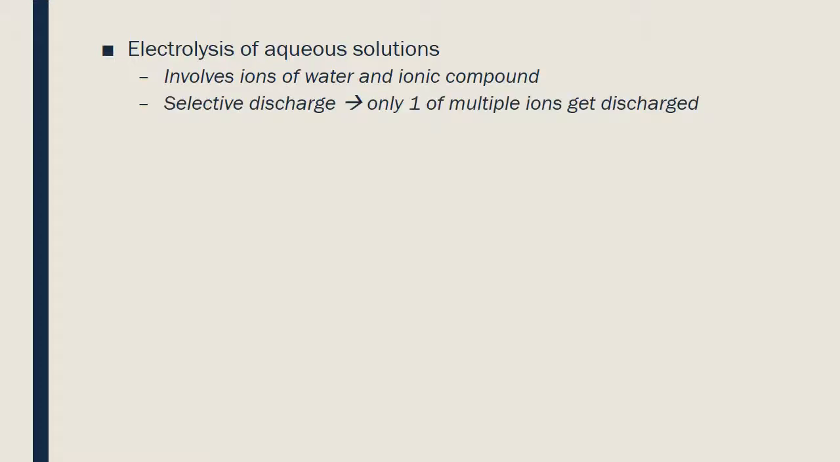This means when you're going through the process of electrolysis, there will be selective discharge at the electrodes. So as we saw with the molten salts, your positive ion goes to your cathode, your negative ion goes to your anode. Well, now we're going to have two ions, one from water and one from your salt, that are going to be going to either electrode, and now we have to determine which one's going to be discharged.